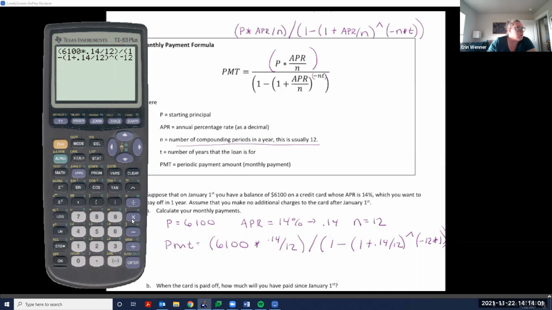And yes, I know 12 times 1 is just 12, but let's get into the habit of doing the times 1, just so when we go to do this with a different time period, we know that that's where our time needs to be. And on the end, a really common mistake is forgetting that second parenthesis, because that ends the entire denominator. And then when we press enter, we get that our monthly payment is $547.70. We're rounding to the nearest penny.